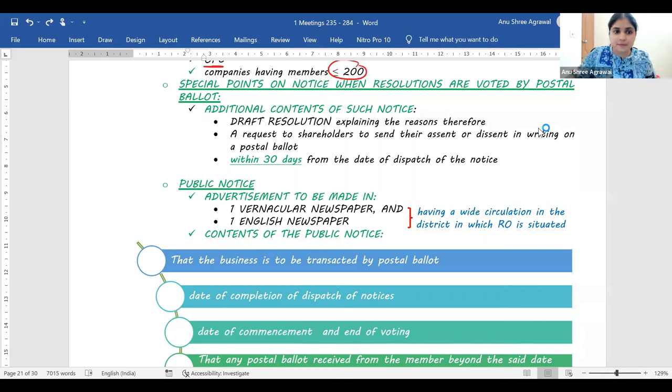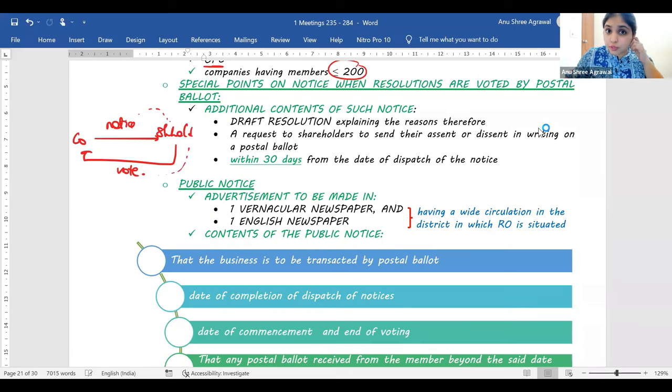See, two things will happen. Number one, the company will send the notice to the shareholders. And number two, shareholders will send their vote to the company. I don't care when the notice reached the shareholder. I don't care when the shareholder sent the vote. What are the only two things I care about? When did the company send the notice? When is the company receiving the vote? The company should receive the vote within 30 days from the date on which the company sent the notice. Did you all understand this?